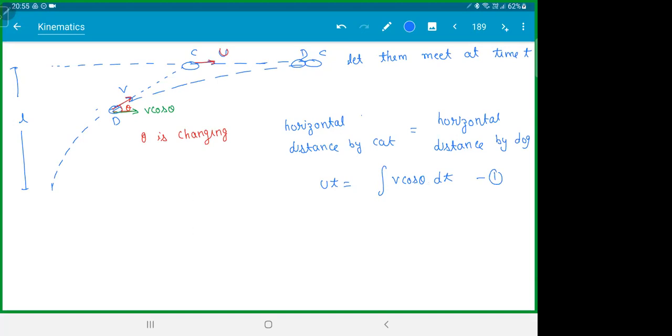Have a look at this statement. The horizontal distance traveled by the cat is u into t because the cat is going with a constant speed. The horizontal velocity of the dog is v cos theta into dt. You have to integrate because the velocity is not constant. This is your equation 1.